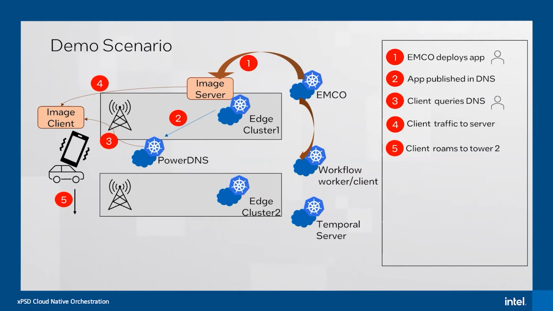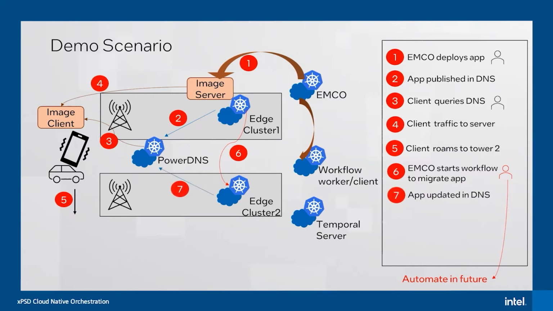Okay, this should trigger a migration of the image server to cluster 2 to be closer to the UV. In this demo, we do it manually, but we want to automate it later. This again triggers an automatic update of the DNS entry for the image server in Power DNS. And finally, the client can query the DNS and start traffic to the server in cluster 2.